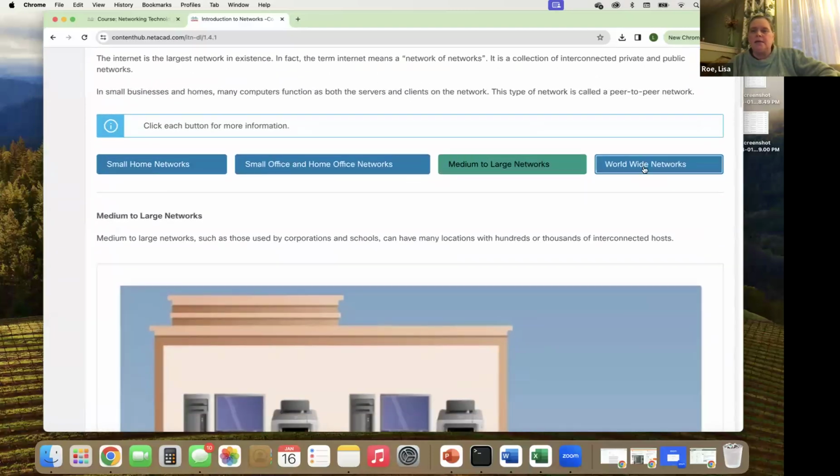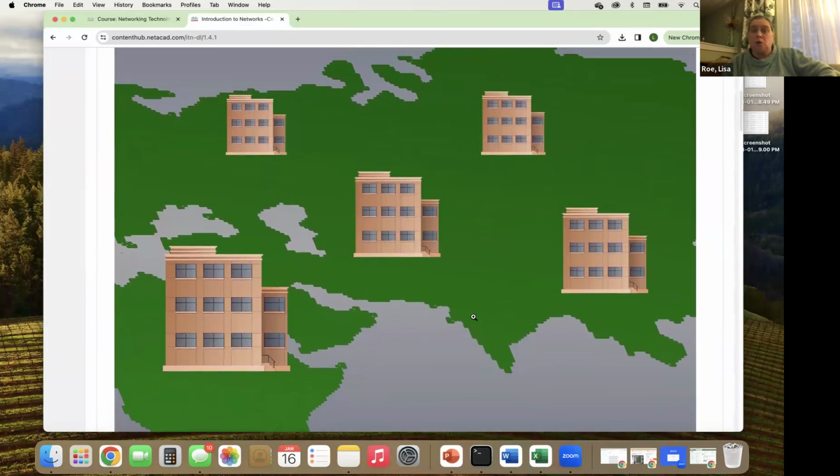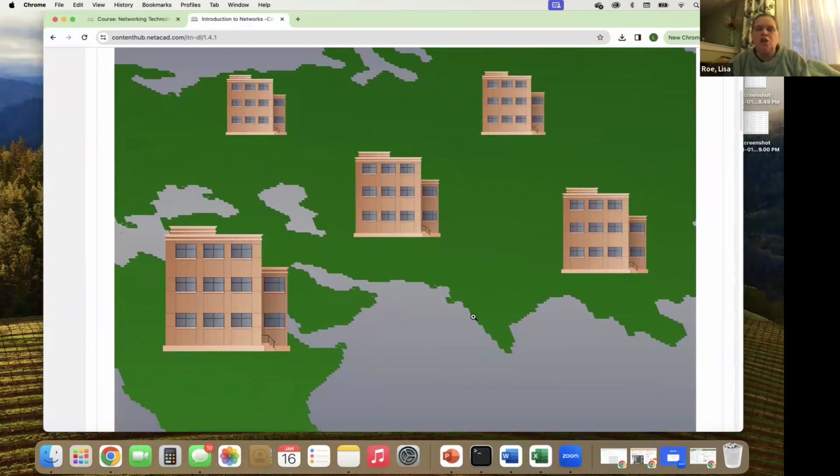Okay, and the last kind is what we call the wide area, a worldwide network. And you can see this is geographically separate, and they could be global. So McDonald's could have a worldwide network. The United States CIA has a worldwide network, right? Even though they're based in the United States, they have offices at embassies all over the world. So that would be a geographically worldwide global network.